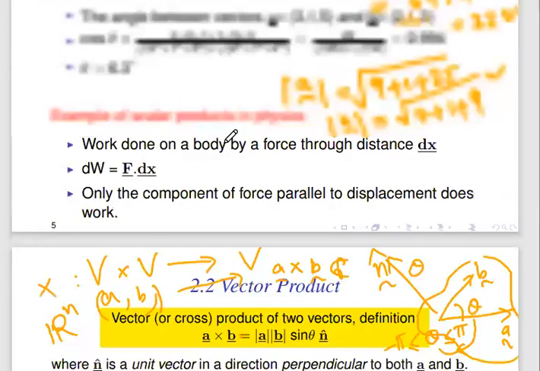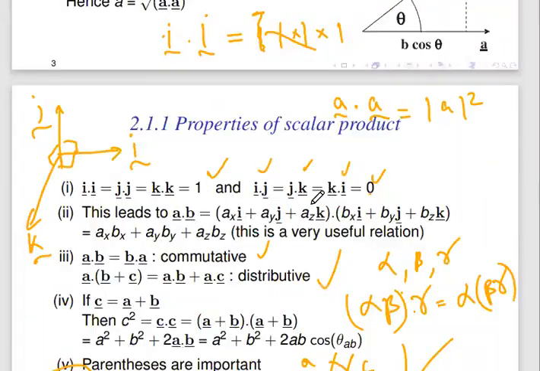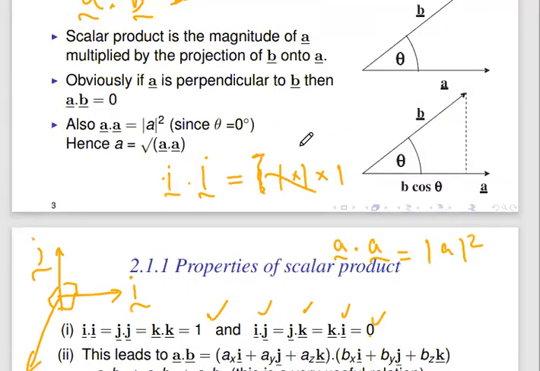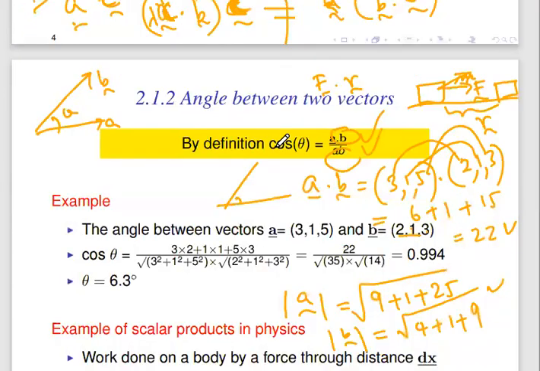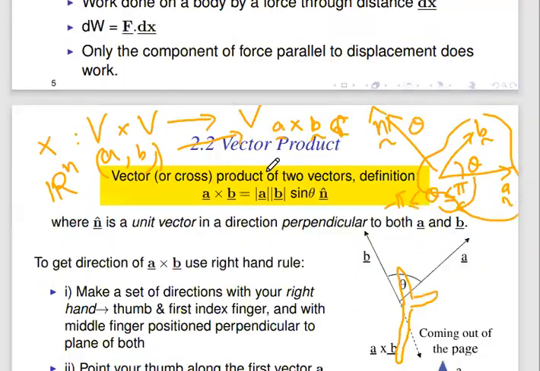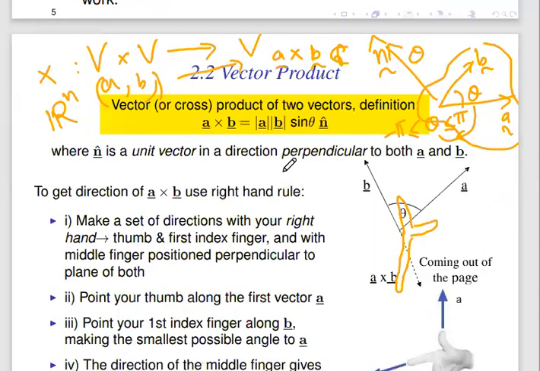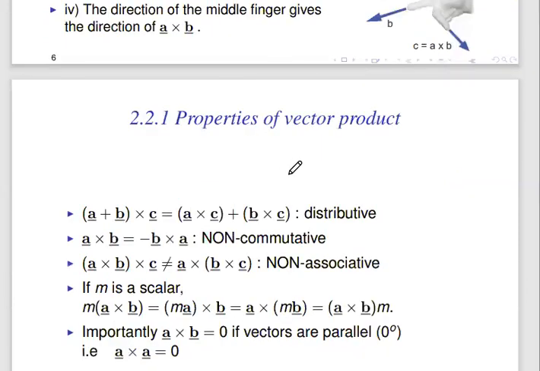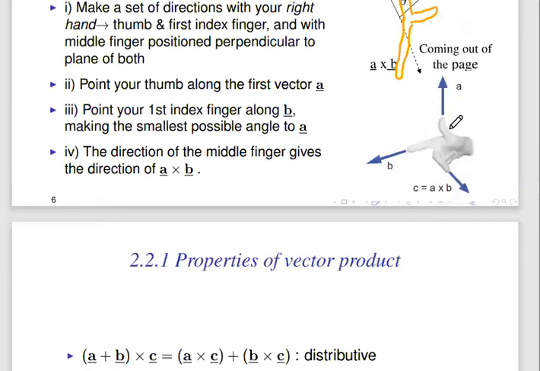Okay, as we discussed in the scalar product, we discussed its properties. Let's see whether the vector product, or cross product, satisfies the commutative property. Is A cross B the same as B cross A? Can we change the positions of A and B? I think no, right? You cannot change. If you change A and B, you get something different.